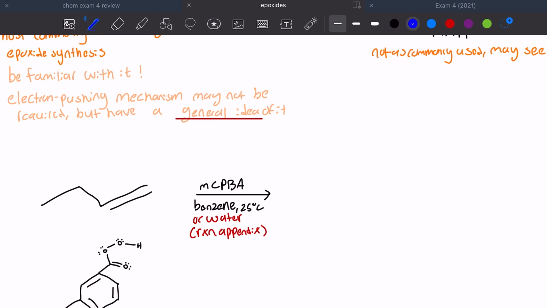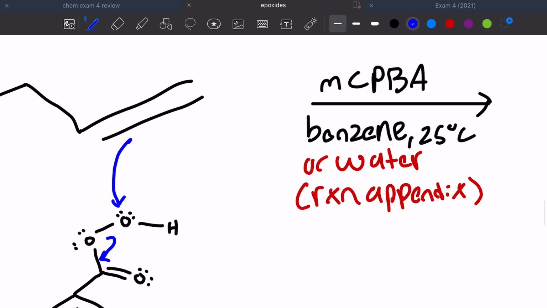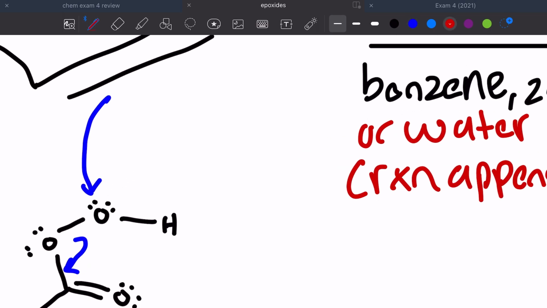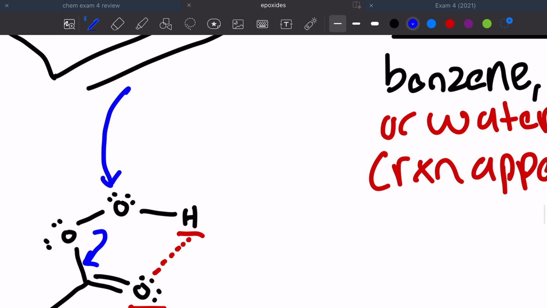But it's good. It's definitely a good idea to be familiar with it. So the electron density in this pi bond is going to come to one of these oxygens and donate. And then when that happens, this pi bond is going to donate its electrons to here. And then between this double bonded O and this H, there's hydrogen bonding going on. But when you're donating the electrons, the electrons in this pi bond are actually going to come here and form an actual bond.